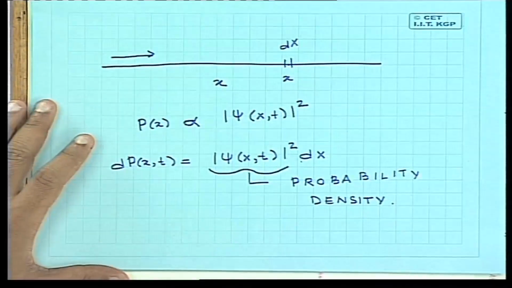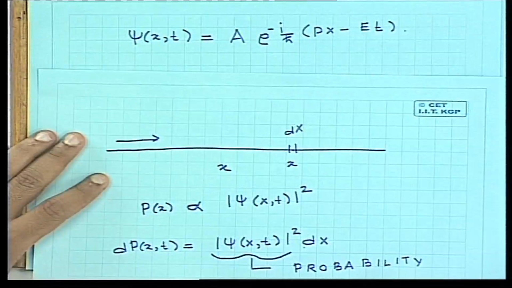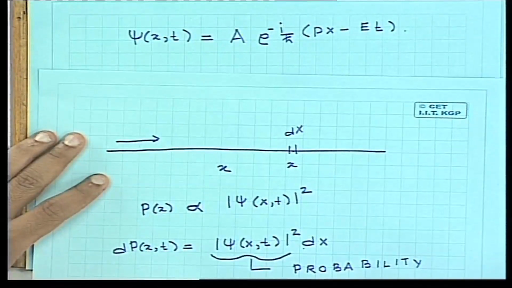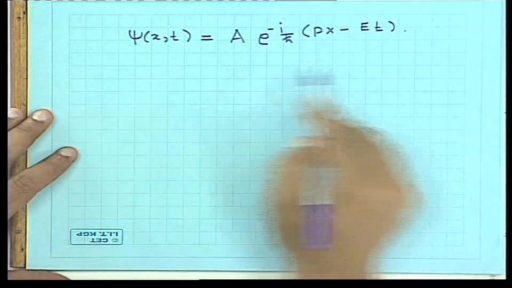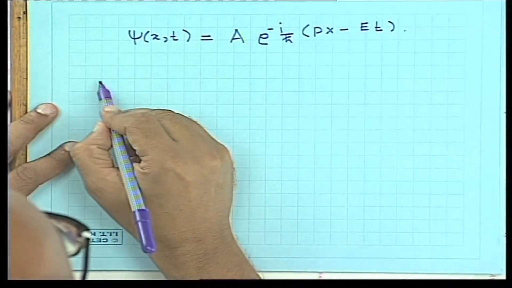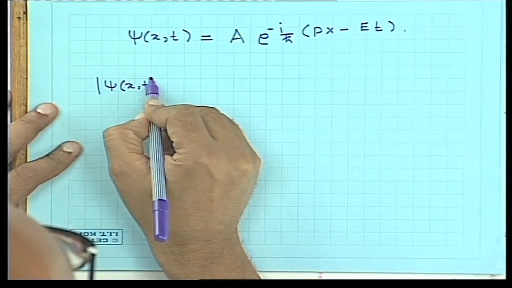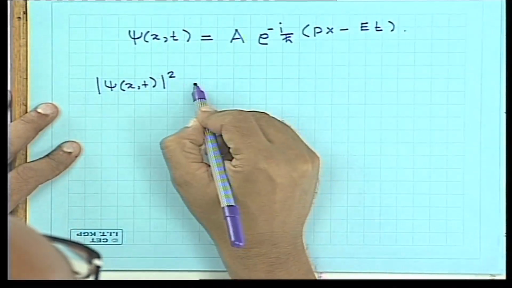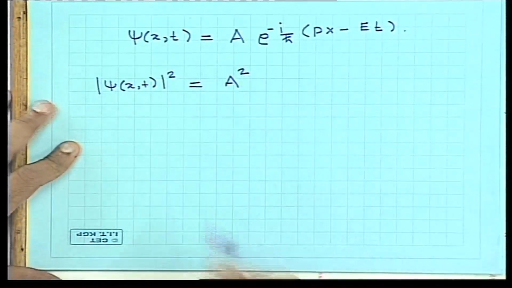Now, let us calculate the probability density for this wave function. The probability density for this wave function, which is nothing but the mod of psi(x,t) squared, is just A squared.